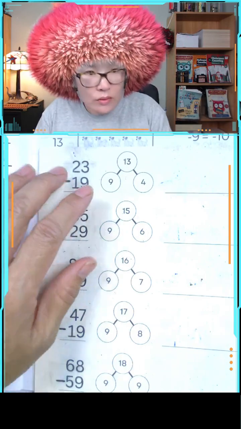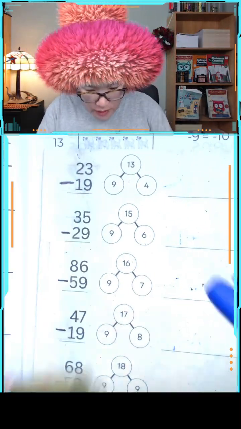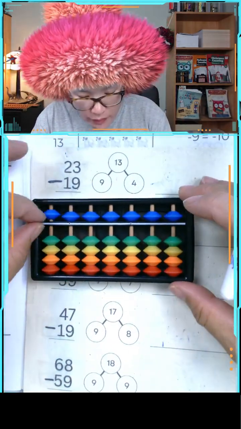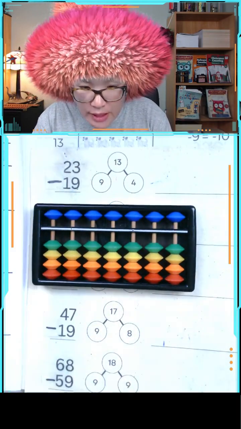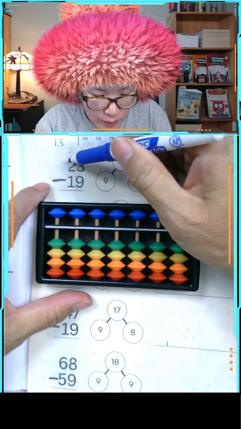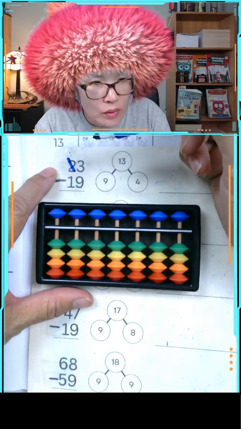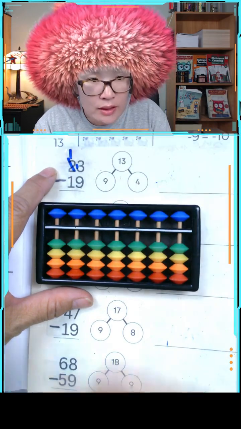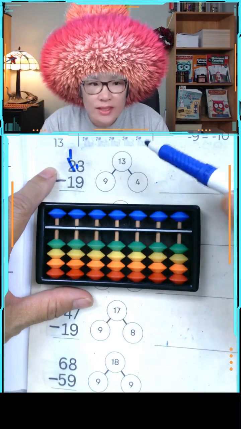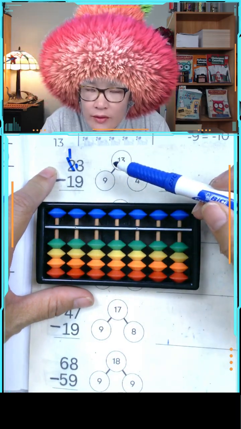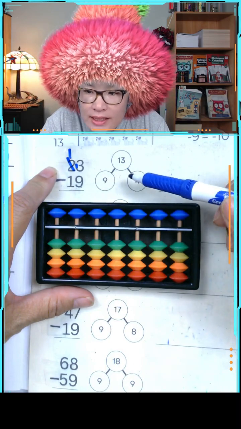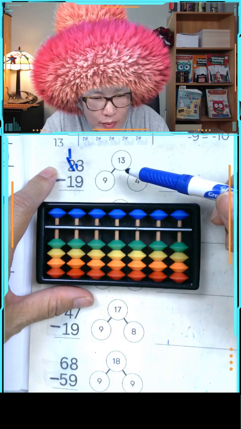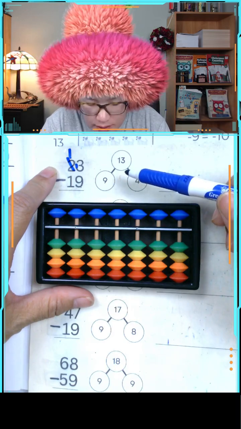So mainstream, what do they do? What happens? They have to borrow, right? They've got to take away the 10 from here. This becomes 1 because you take away, and then this becomes 13. Then you have to memorize that 13, and you have to memorize that 4 plus 9 is equal to 13. So this is a fact family of 9 that they have to tell the kids they have to memorize, which is fine. It is up to you if you want to.